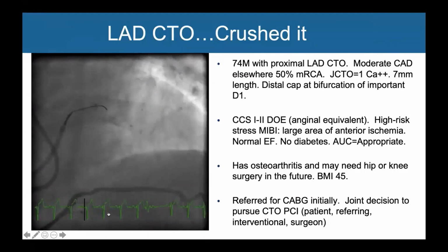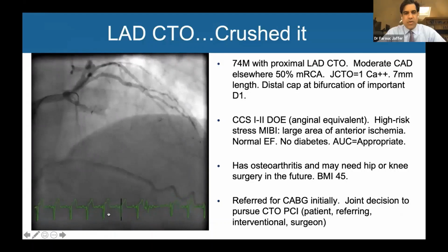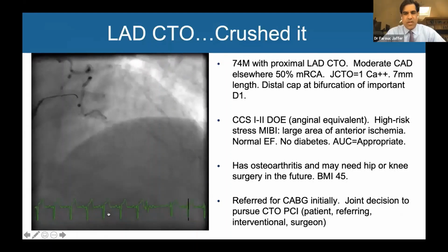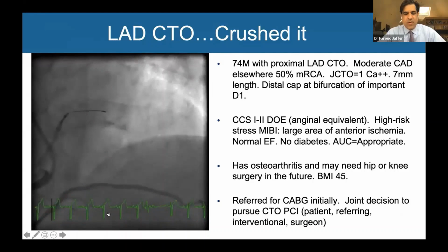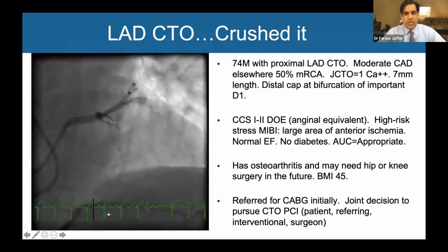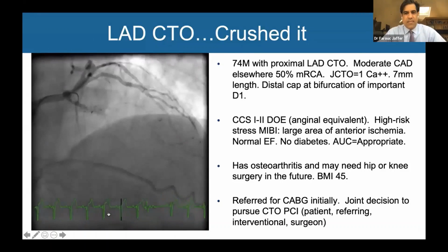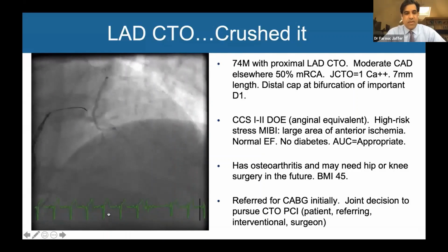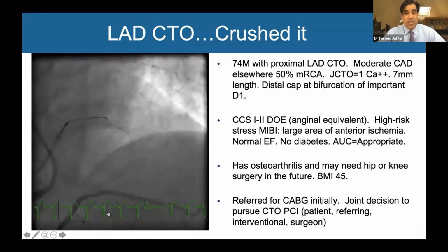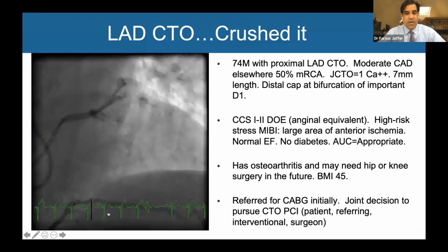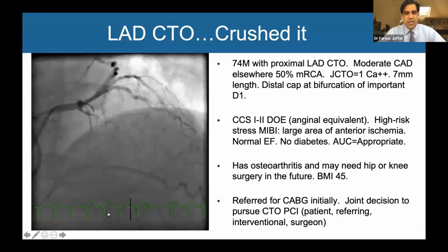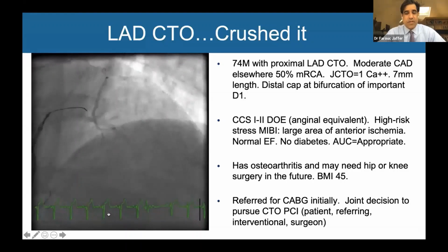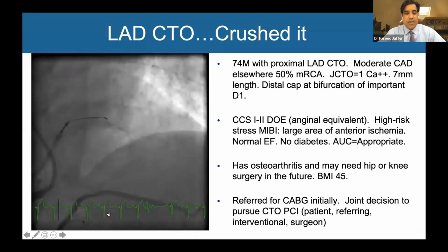So this is a 74-year-old gentleman who had single vessel severe CAD with a left anterior descending CTO with a J-CTO score of 1 for calcium. It was a 7mm lesion, so not particularly long. The distal cap was at the location of a very important bifurcation, D1. He had a high-risk stress test and a large area of anterior ischemia, and therefore was felt to be appropriate for revascularization.